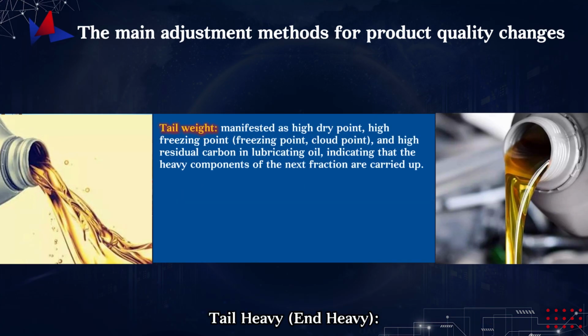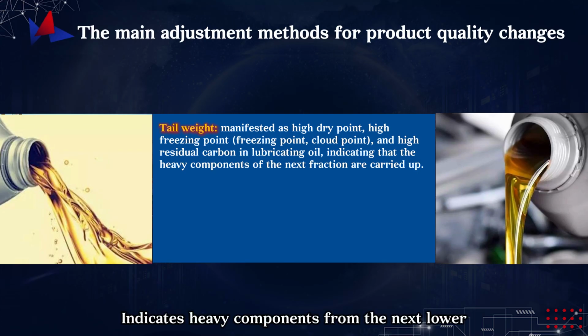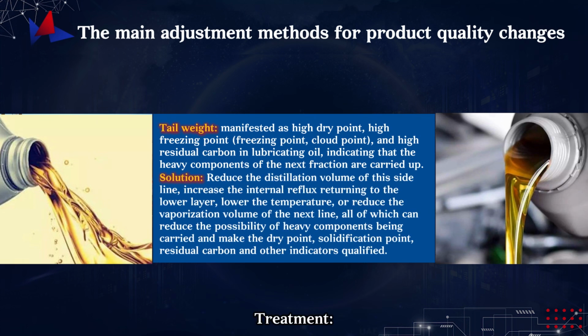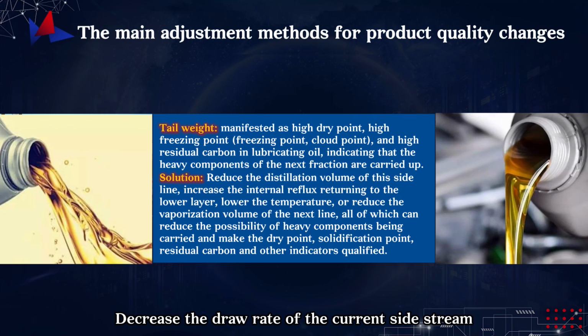Tail heavy, end heavy. Manifestation, high dry point, high pour point. For lubricants, high carbon residue. Cause, indicates heavy components from the next lower fraction are being carried over. Treatment, decrease the draw rate of the current side stream.